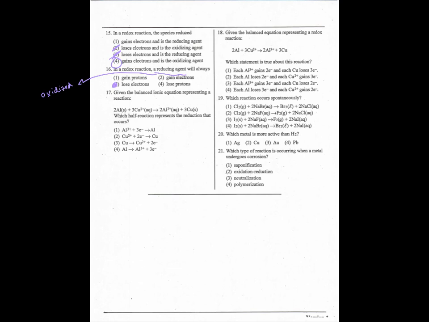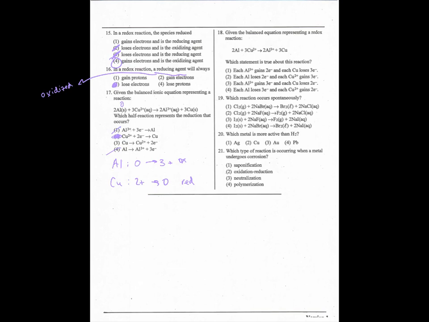Number 17. Which half reaction represents the reduction that occurs? So first we need to identify who's being reduced and who's being oxidized. So Al here goes from 0 to 3 plus. That's being oxidized. Whereas Cu goes from 2 plus to 0. That is being reduced. So we're looking for a Cu being reduced, so it has to gain electrons. So that's why it's choice 2, because it's gaining electrons to become Cu, and not the other way around.